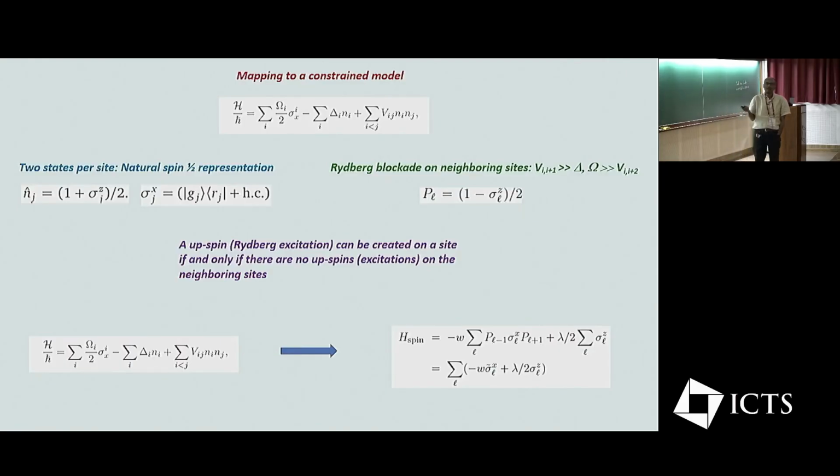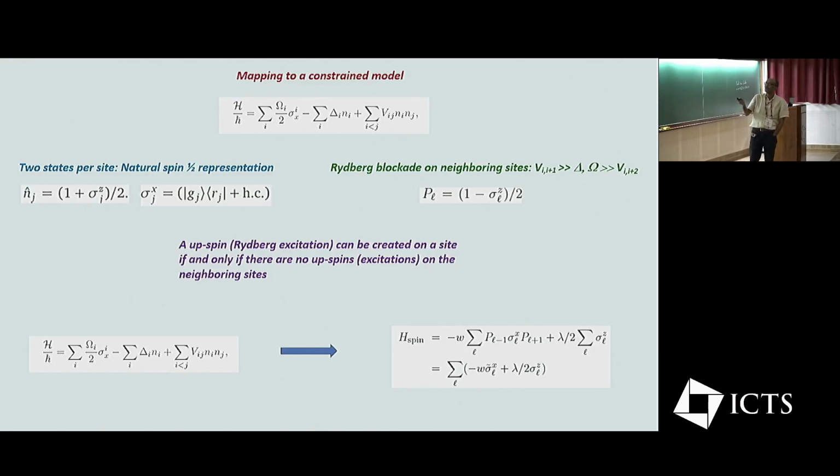So one way to tackle this Rydberg problem theoretically is to map it into a constraint model. So what happens is that instead of treating this excitation using this term, one can think of using a projection operator which just takes into account that Rydberg excitations in neighboring sites are blocked. So in terms of the spin model, you can go into an up spin state only if the neighboring two sites are down. That is, you can go into a Rydberg excited state only if your two neighboring atoms are in the ground state. And therefore, you can implement that by putting the projection operator like this.